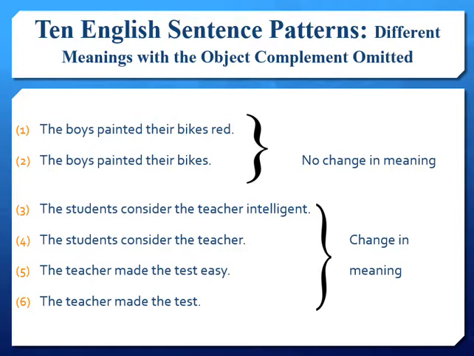A change in meaning between sentences 3 and 4 occurred too. In sentence 3, the students assert an opinion about their teacher. But in sentence 4, the students choose the teacher.